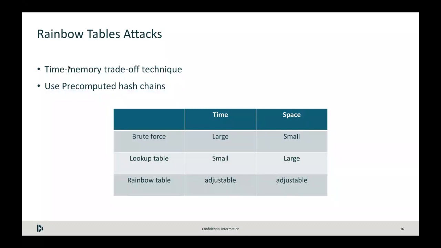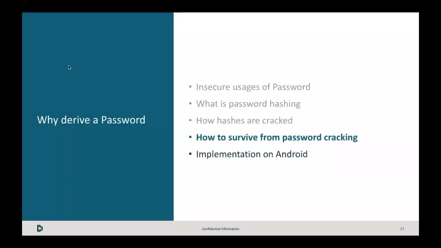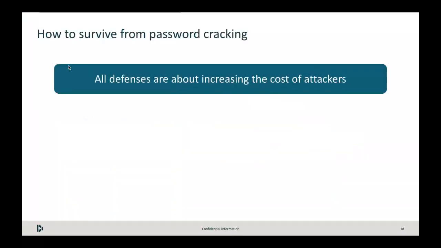So there are so many ways to crack a password. How can we survive from password cracking? All defenses are about increasing the cost for the attackers. Attackers usually have different and more powerful hardware than us, and attackers can even use different hardware architecture, allowing certain algorithms to run faster than on common hardware CPU. And certain algorithms can be parallelized.